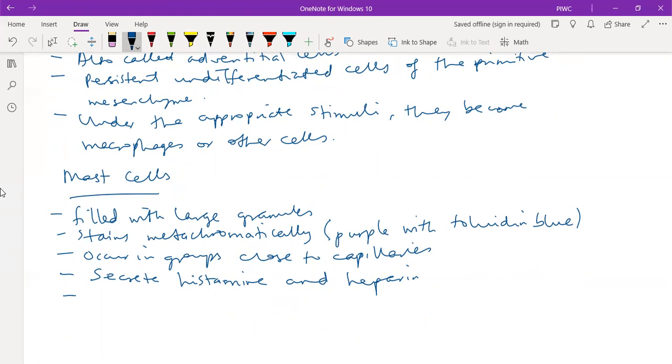Now, the presence of an anticoagulant in a tissue is of importance in case fibrinogen should escape from the blood capillaries. The anticoagulant can then prevent clotting of the tissue fluid. So that's the purpose of having this in the tissue.